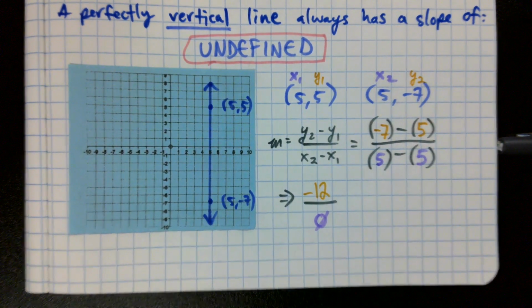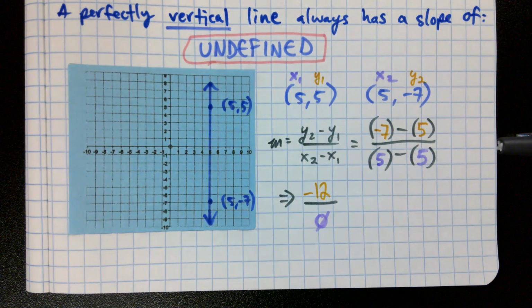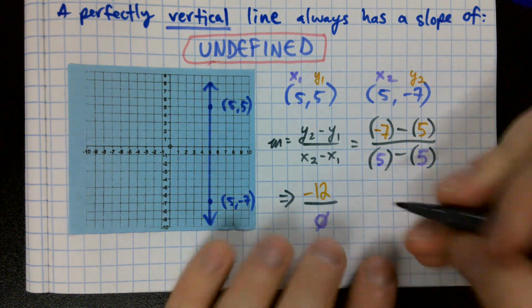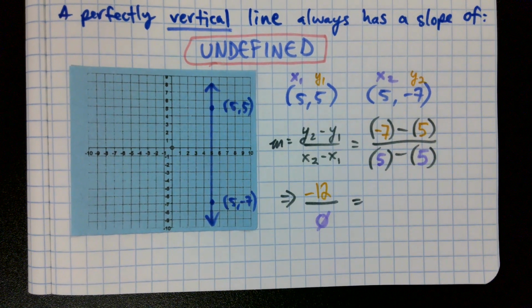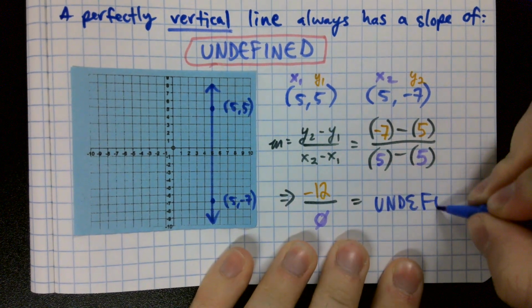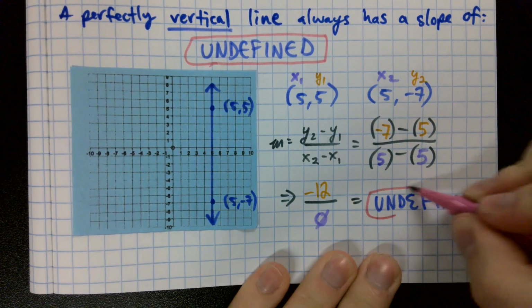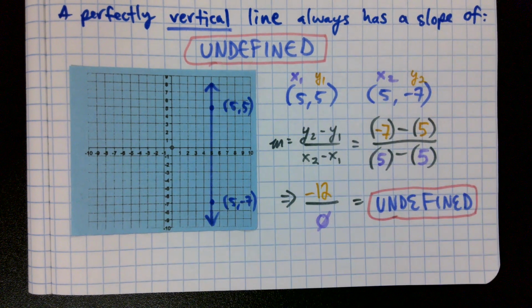So this looks a little bit different than what we had up top, right? On the top we had 0 over -9, but now we have -12 over 0. Anytime we have 0 in the denominator, our answer is undefined. I know that's a little confusing, but I'll show you what I mean in a second.